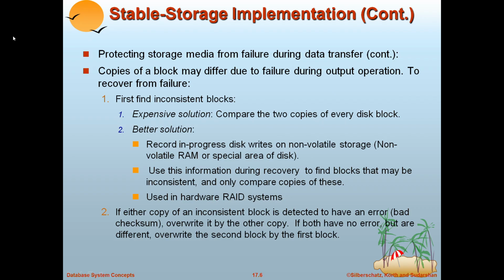Another better solution is record in-progress disk writes on non-volatile storage, and use this information during recovery to find blocks that may be inconsistent and only compare copies of those, instead of comparing all two copies of every disk block. So whichever information is inconsistent, that alone we are comparing. Normally it is used in RAID systems. This is for finding the inconsistent blocks.